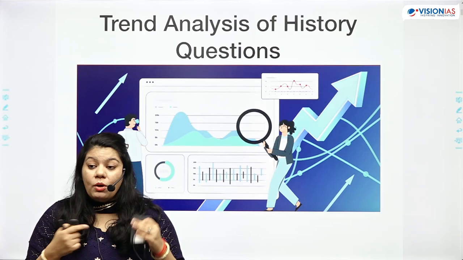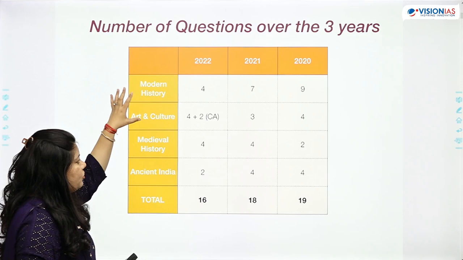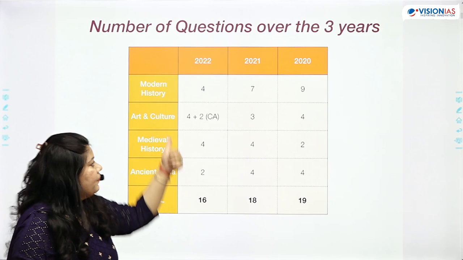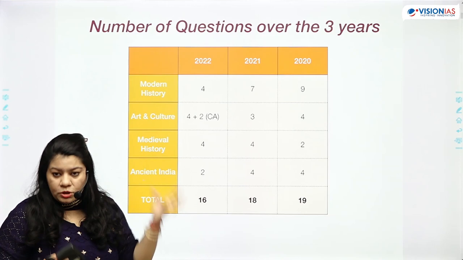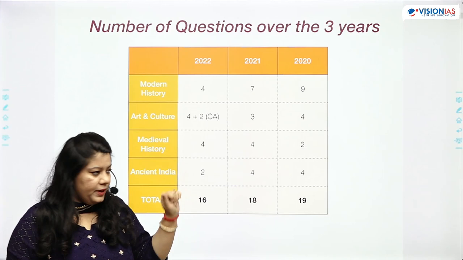This is also increasing the difficulty level because if you see the trend analysis of the last 3 years, in the modern Indian history section we've had at least 8 to 9 questions, right? But this time we have only 4 questions. This is one of those portions which is easily handled by students. If you compare it with ancient, medieval and culture, this is the most read topic of the lot. So this is also contributing to the difficulty level of history.